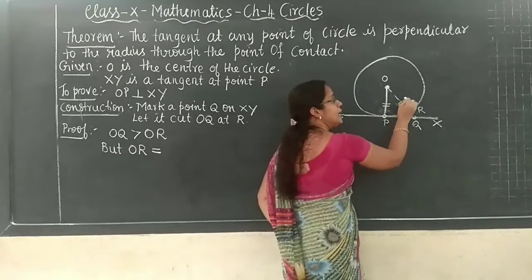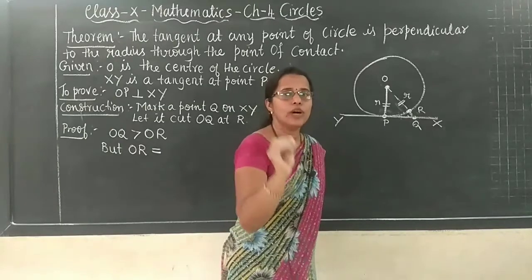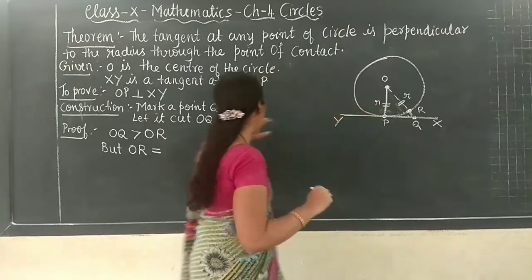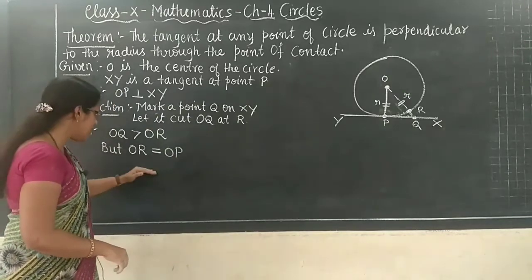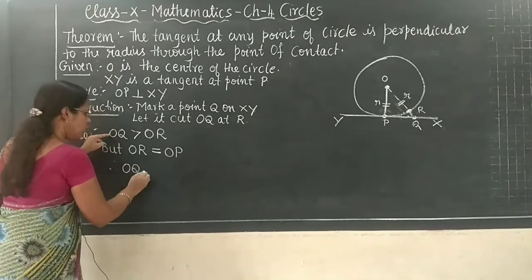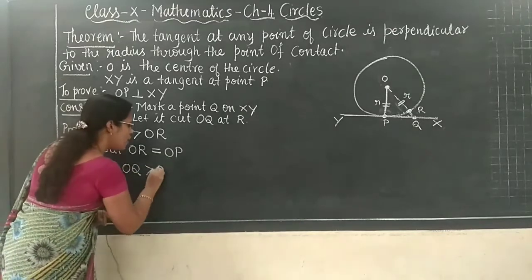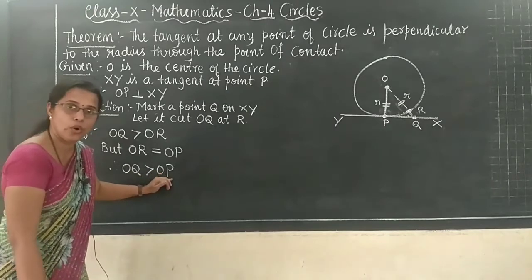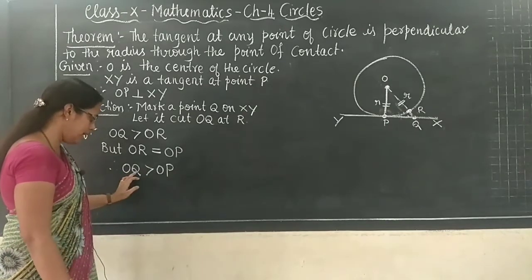this length. Why? Because they are radii. All radii drawn in a circle have equal length. So OR is a radius, which means OP is also a radius, no children? So now OR is equal to OP. Therefore, OQ is greater than OR, and OR is also equal to OP. That means OQ is the greatest distance, greater than OP. OQ is the longest distance, so it is greater than OP.